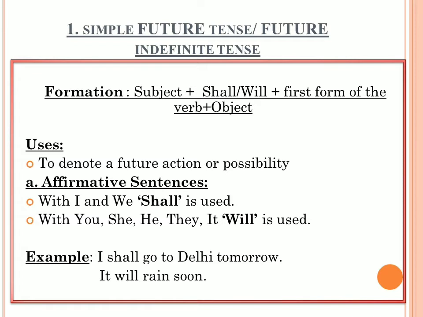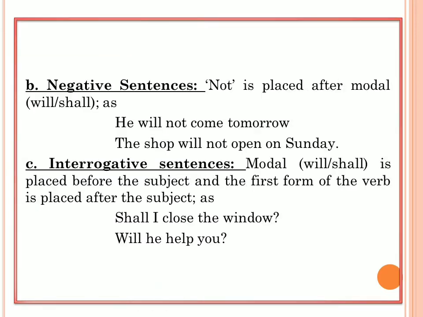The next is the negative sentence. As the name suggests, we have to use not, which is placed after will or shall. It's a negative statement. He will not come tomorrow. The shop will not open on Sunday. That is a negative sentence.